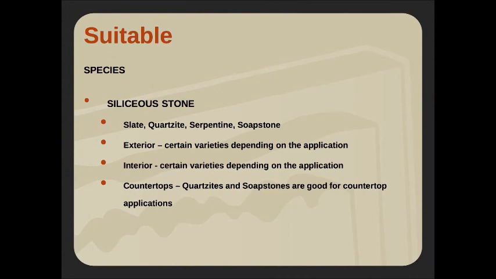Slates, quartzite, serpentine, soapstones. We've got to be careful using those outside. We just have to make sure we're doing our homework. Some are going to be much more susceptible to freeze thaw. They're not going to hold up. Generally inside, most of those products are going to be good. Again, how much foot traffic, and have we done the testing on those to make sure we're picking the right product. For our countertops, siliceous stone countertops, quartzites and soapstones, they're really quite good for our countertop applications. And of course, granite. We know that those are going to be suitable for that countertop environment as well.